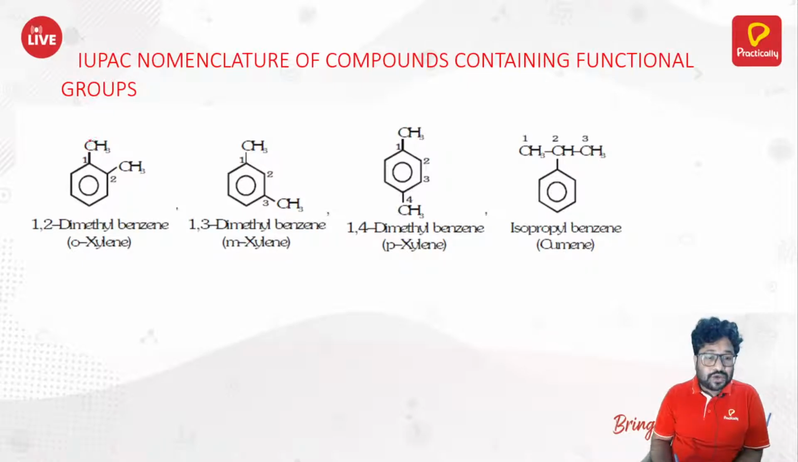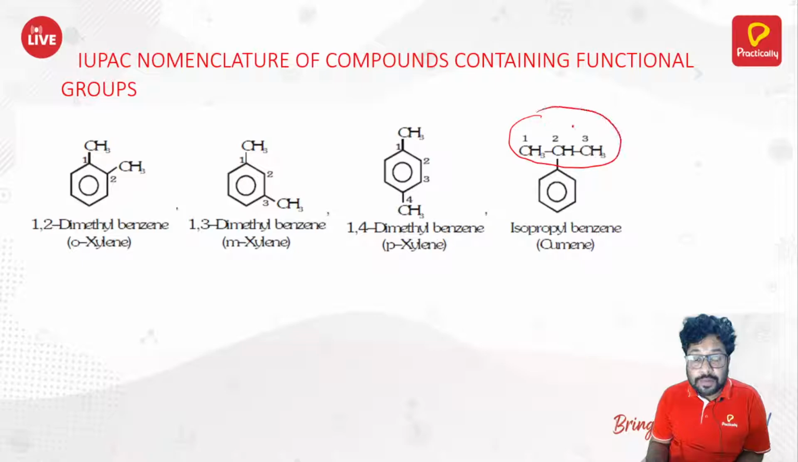At the first position, you got the methyl. Second position, you got a methyl. Then what do we call this? 1,2-dimethylbenzene. Similarly here, 1, 2, 3: 1,3-dimethylbenzene. Similarly here, 1, 2, 3, 4: 1,4-dimethylbenzene. Or isopropyl benzene.